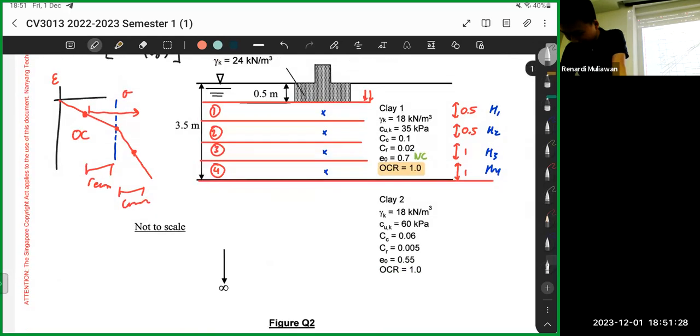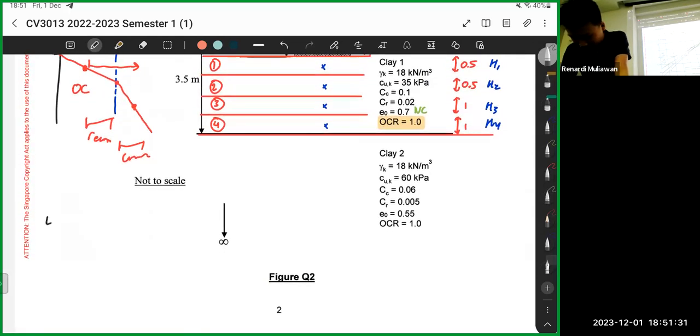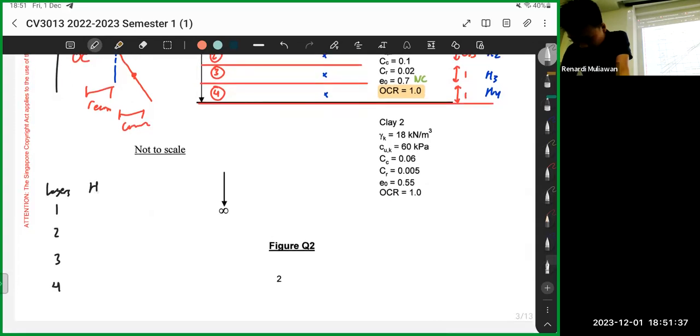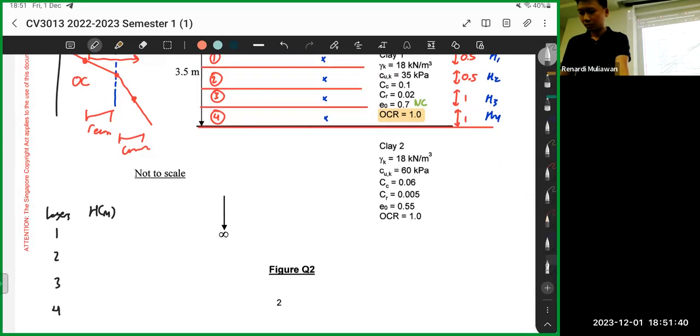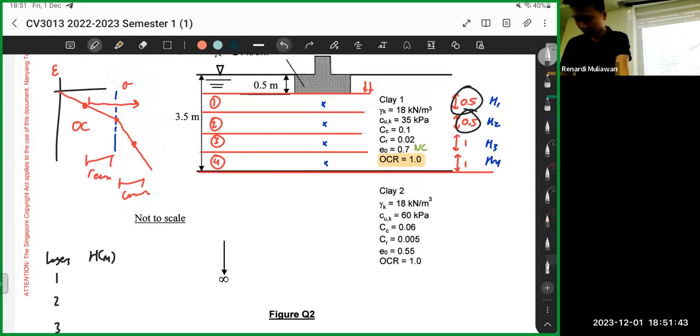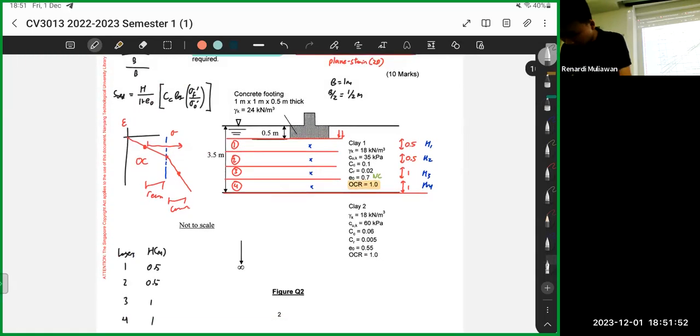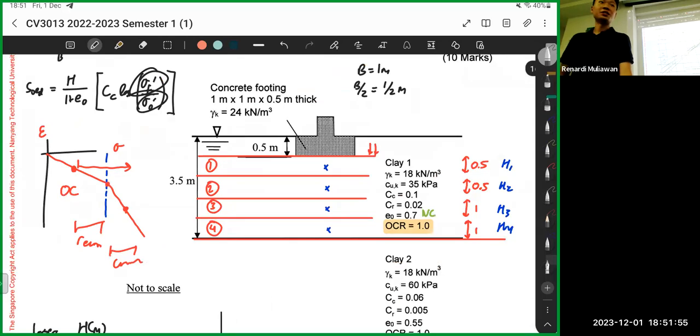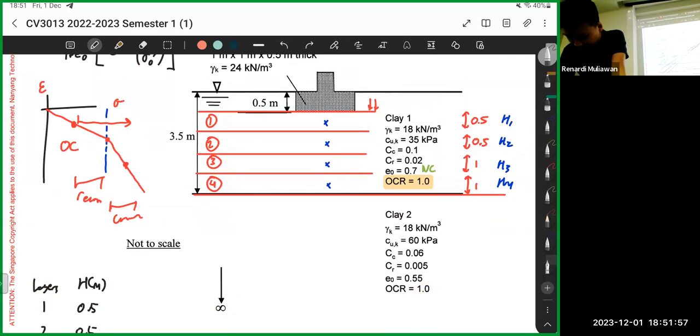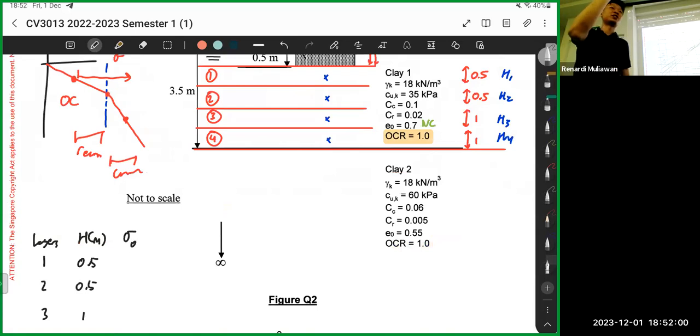Okay. So yeah, first, you have layers, right? So layer 1, 2, 3, 4, right? Then you have H. H is your initial depth. Okay. So 0.5, 0.5, 1, 1. So that's your H. Then what else do you need? You need the final and initial stress, correct? So for the initial stress, remember, 0 usually means initial. So sigma 0 prime is the effective stress before you add the foundation.